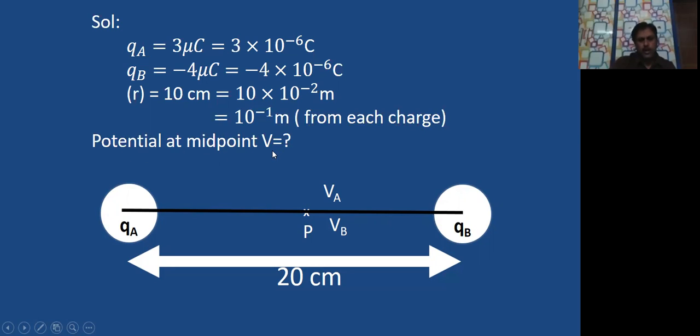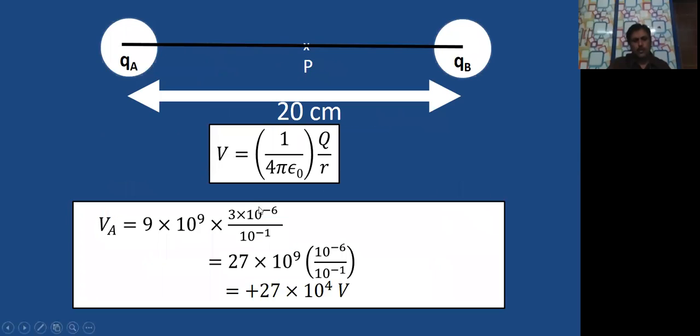Potential at the midpoint V is how much? Tell me, what is the formula we must use? Remember? Yes. V is 1 by 4 pi epsilon 0 Q by R. That formula you must use two times: once for calculating VA, once for calculating VB.